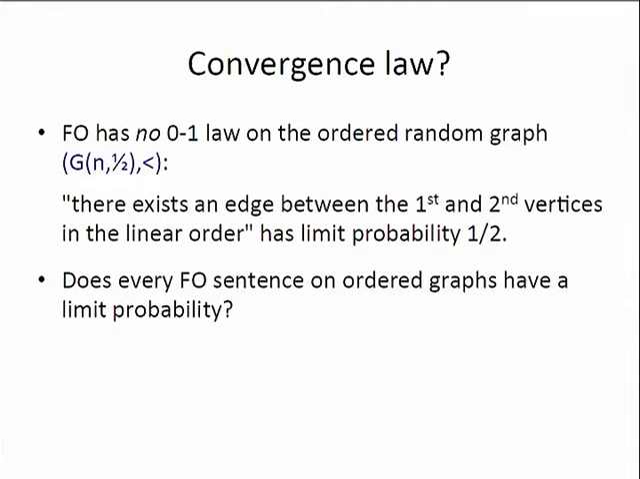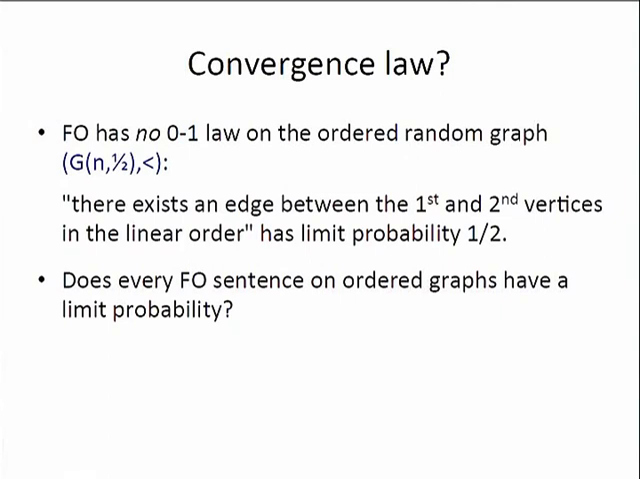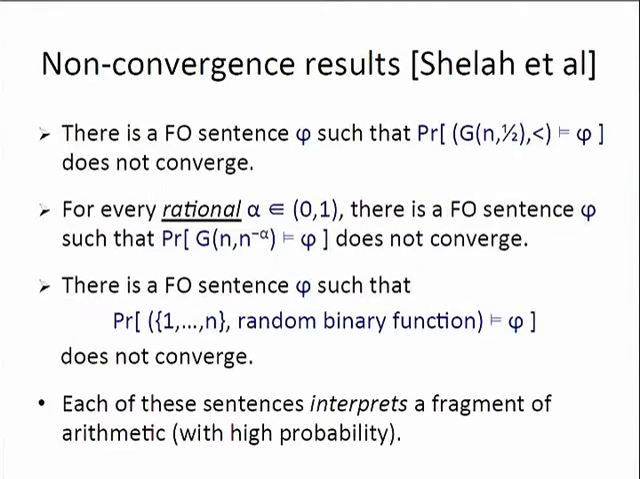Okay, but there are other settings where we can say that there's in fact no 0-1 law and not even any convergence law. First of all, instead of just a random graph where the only relation is adjacency, let's look at ordered random graphs, a random graph together with a linear order. Then clearly first order logic has no 0-1 law, because we can express that there exists an edge between the first and second vertices in this linear order. That has limit probability 1/2. But we can ask whether there's some convergence law still, so maybe there's some limit probability for every sentence. In fact, that's not the case. There exists a first order sentence in the language of ordered graphs, such that the probability that an n-vertex ordered graph satisfies phi does not converge.